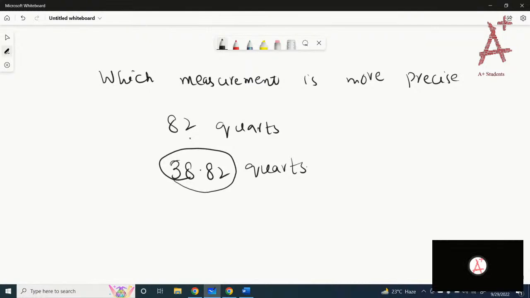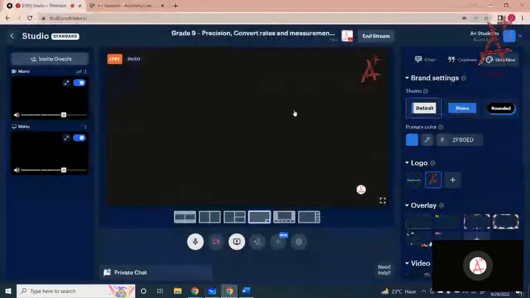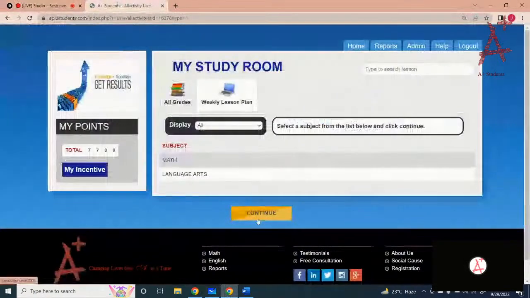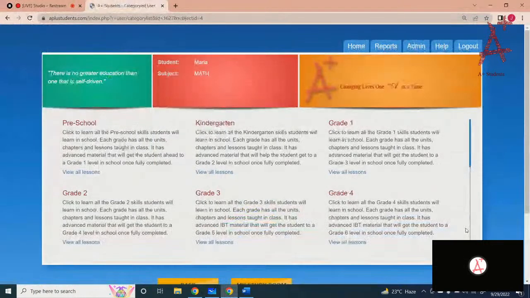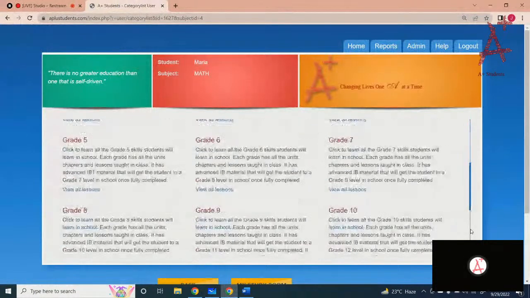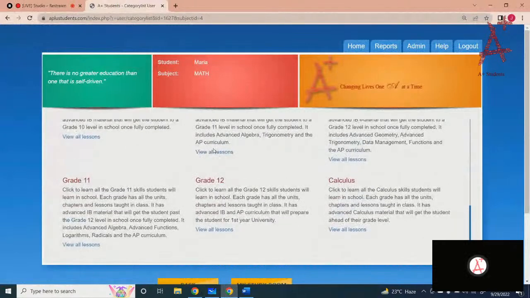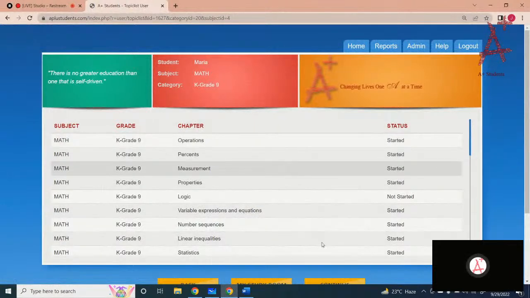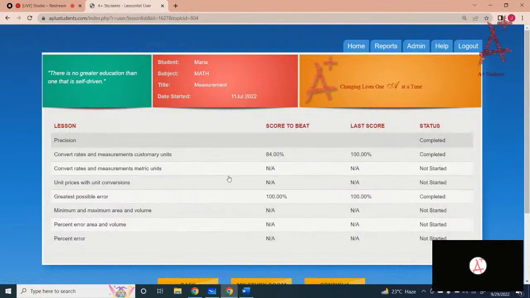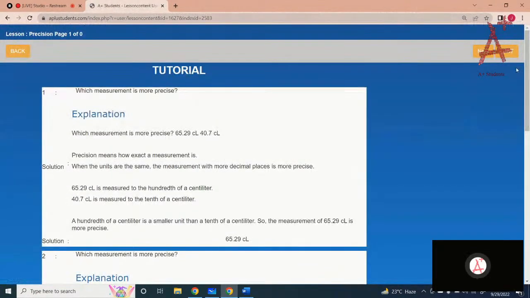So that is 38.82. Okay, on the top right corner, you have a test button. Let's start with the test. Let me go to grade 9 math, then we'll start with the test questions. Here you have the topic measurement, and we are on the first topic, that is precision, and we're going to start with the test.